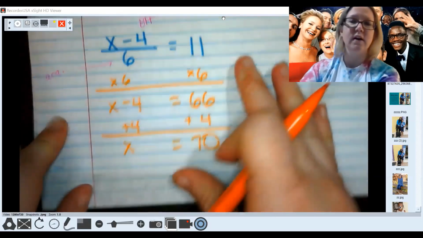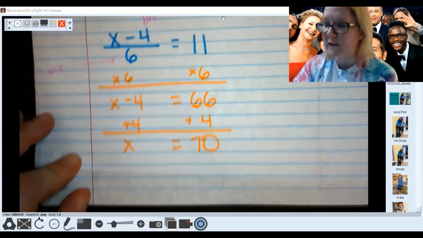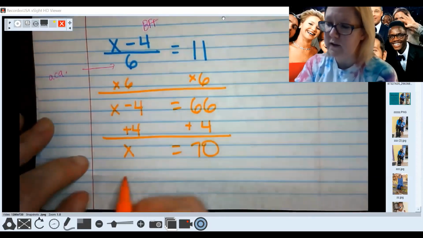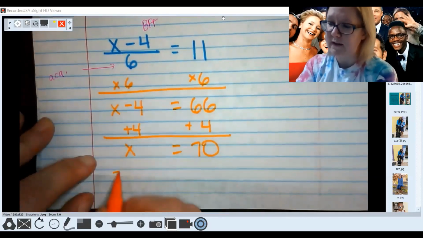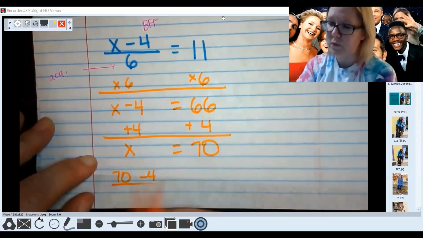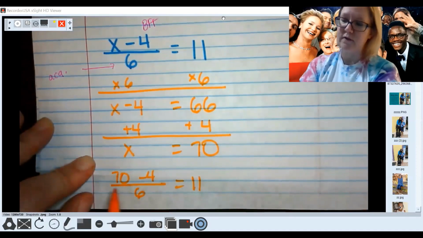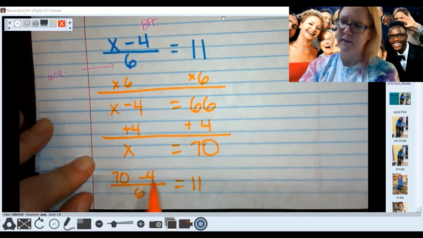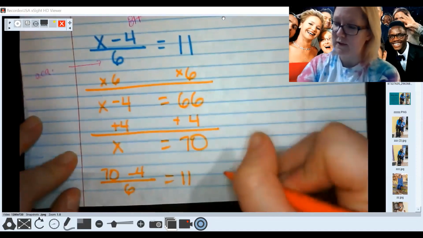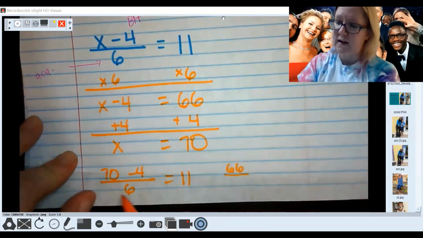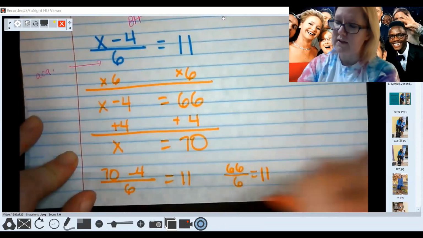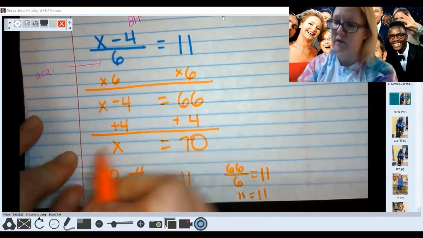All right, I'm going to check my answer by substituting it back in. Back in the original equation, instead of x, I'll put 70 minus 4 divided by 6 equals 11. When I solve that, 70 minus 4 is 66. I'm going to write this over here. And 66 divided by 6 does equal 11. So I know that this is correct.